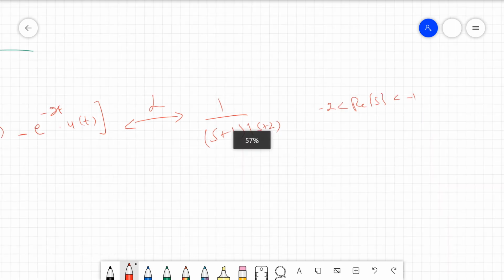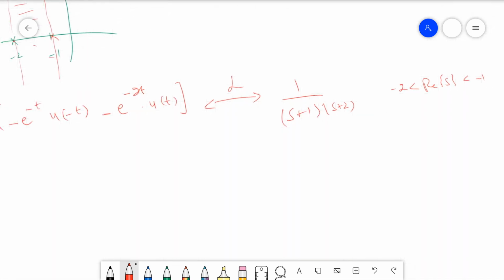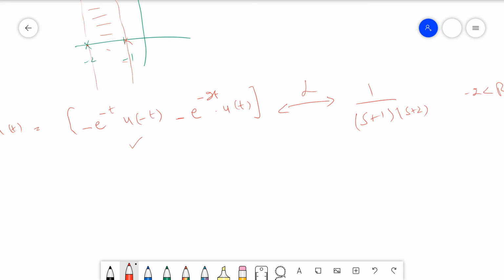So from all of these examples we can see that we can convert back X(s) into x of t, and we have also seen that for the same X(s), for various regions of convergence, we will get different x of t. So that's all from my side in this lecture. We will meet in the next lecture.